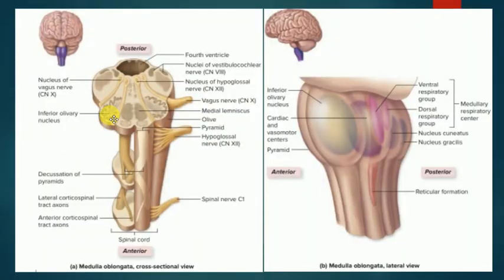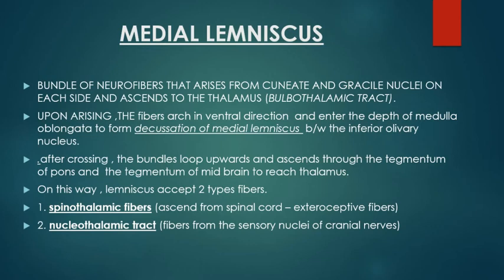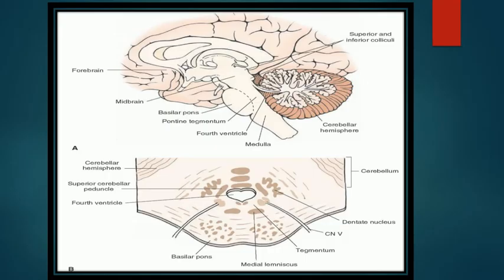In between the inferior olivary nucleus, here we can see the inferior olivary nucleus. After crossing, the bundles loop upwards and ascend through the tegmentum of pons and tegmentum of midbrain, reaching the thalamus. Here we can see tegmentum, and here is the medial lemniscus.